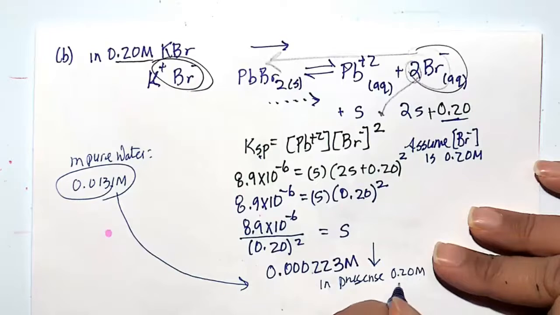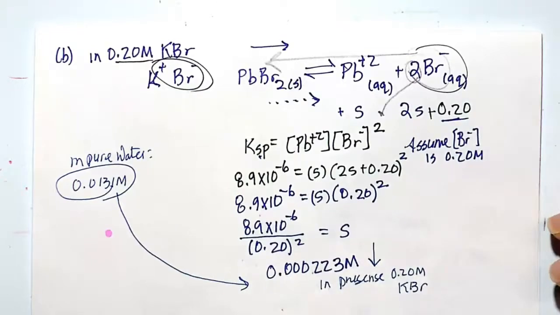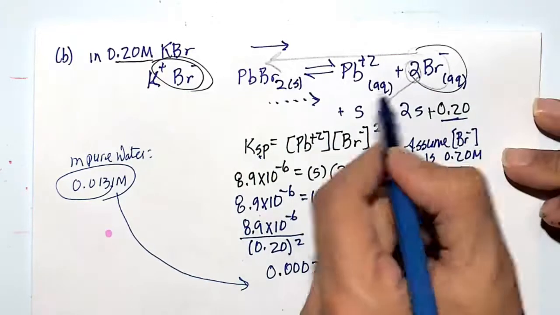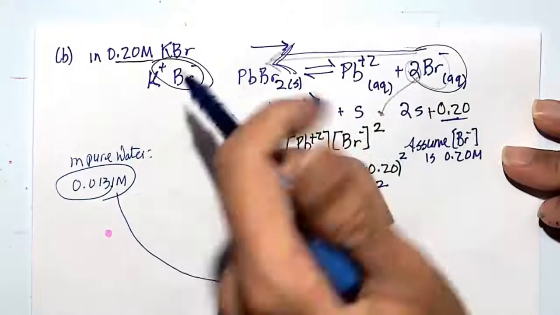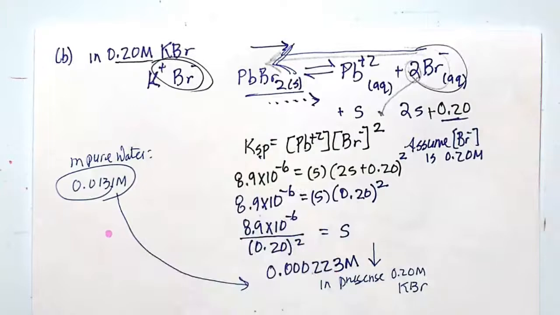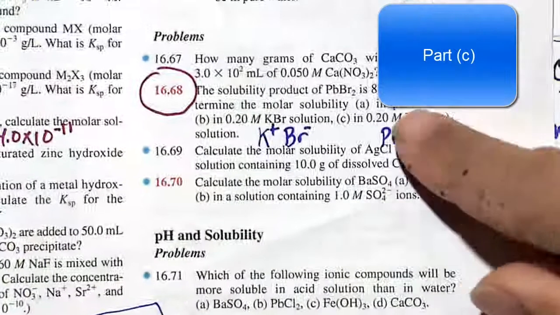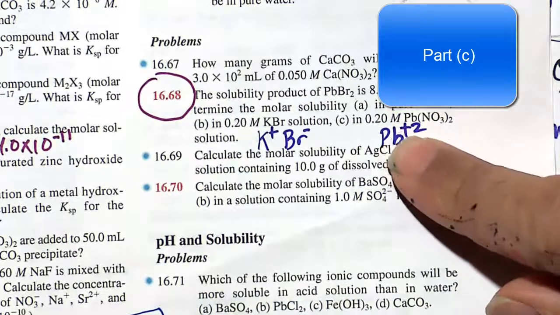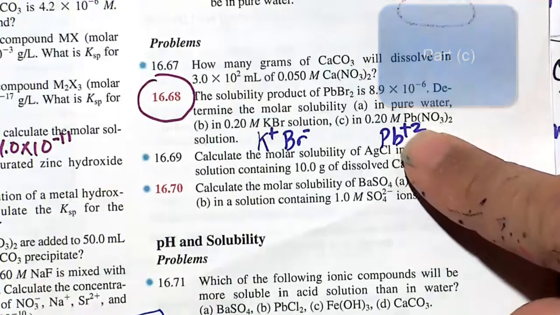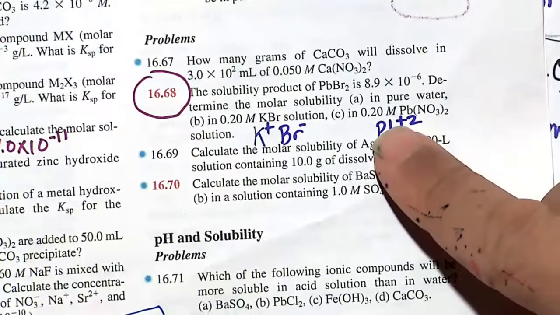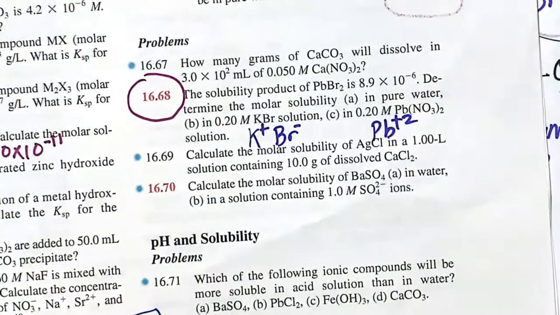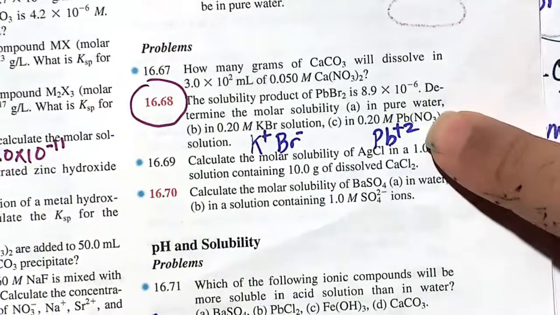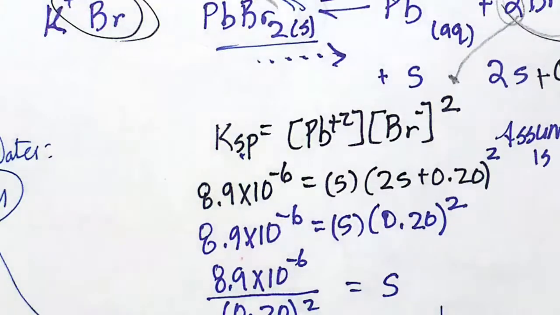More solid formation, more formation of the PbBr2 lead 2 bromide, more of that as a solid. It will enhance the precipitation. And again, that is just simply Le Chatelier's principle at work. So part C now, as we finish up this problem, is looking at it from lead 2 nitrate, which is lead plus 2 and nitrate ion. All nitrates are soluble, so that will be a source of the common ion lead plus 2 that will contribute to the equilibrium of the KSP.